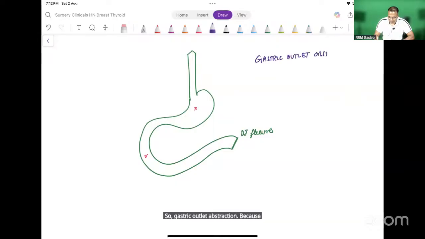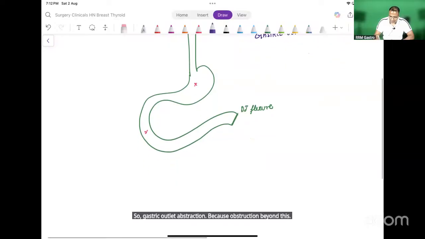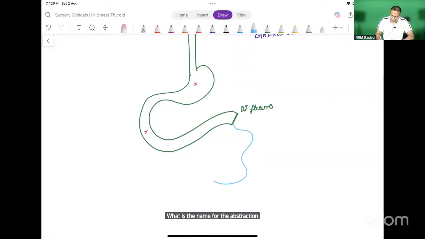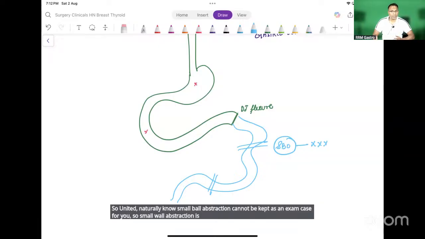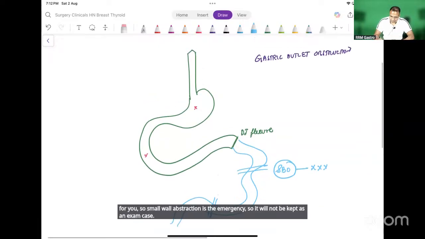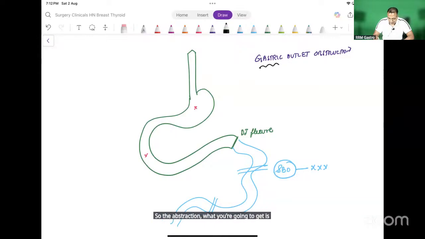What is the name for the obstruction beyond this DJ flexure? If there is an obstruction in the jejunum or ileum, we call it small bowel obstruction. Small bowel obstruction is an emergency, so it will not be kept as an exam case. The obstruction you're going to get is gastric outlet obstruction.